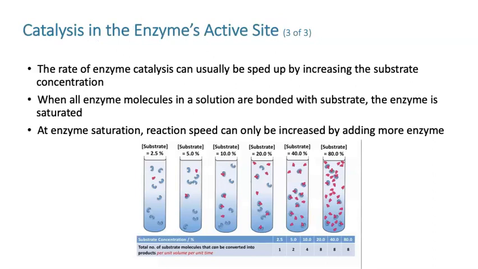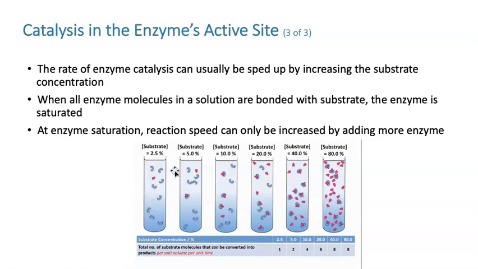Other things that are important in enzyme chemical reactions is how much substrate there is compared to how much enzyme there is. So the rate of enzyme catalysis, that's a chemical reaction, can be sped up by increasing the amount of substrate, or the substrate concentration. So here we have a substrate at 2.5%. The substrates are the little pinkish red ones, and the enzymes are the little C-shaped ones that are in blue. So enzyme, enzyme, enzyme, and this one right here, that's the substrate.